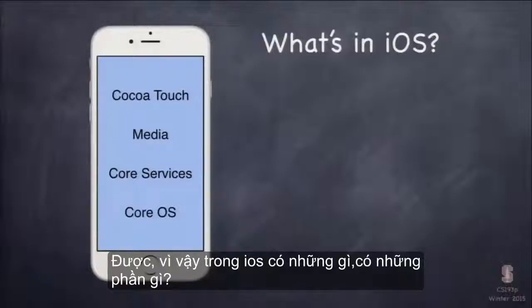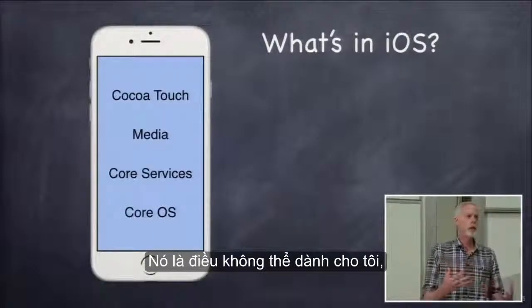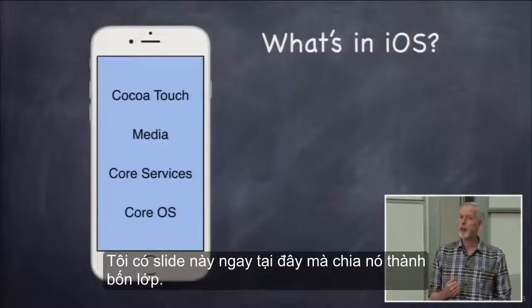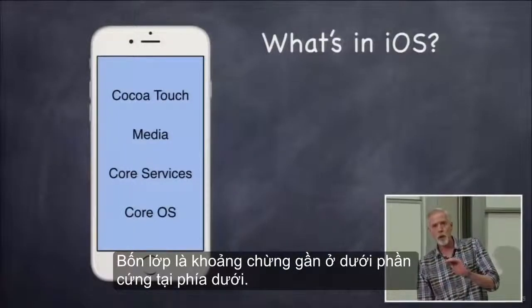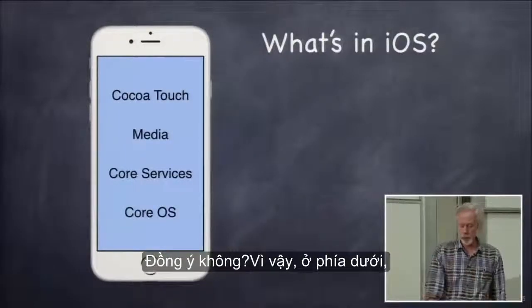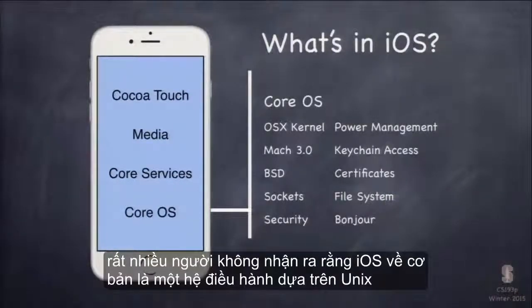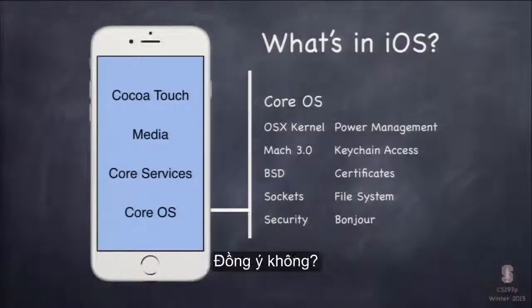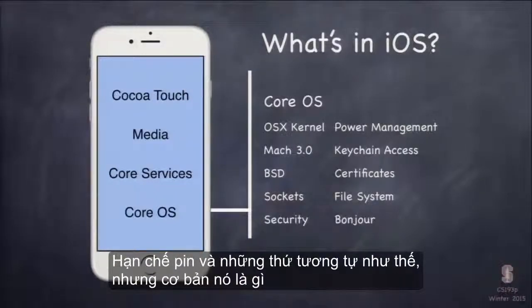Okay, so what's in iOS? What are the parts of it? You know, it's such a big system. It's got so much in it. It's impossible for me to encapsulate it in a small little summary. But I do have this slide right here that divides it into these four layers. These four layers are approximately down near the hardware at the bottom, up near the user at the top. Okay, so at the bottom, a lot of people don't realize that iOS is basically a Unix-based operating system. It's very similar, shares a lot of the core of Mac OS X. Now it's certainly optimized for mobile devices, which have battery restrictions and things like that. But that is basically what it is.